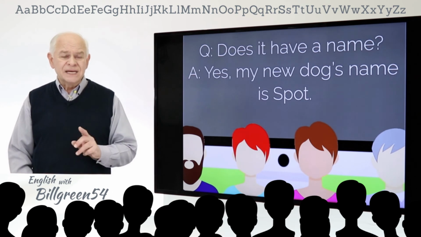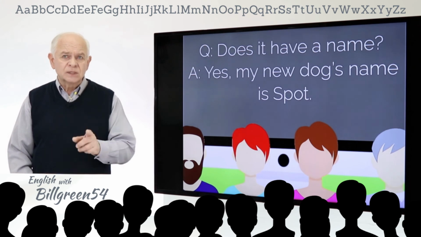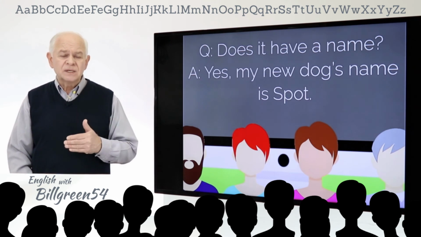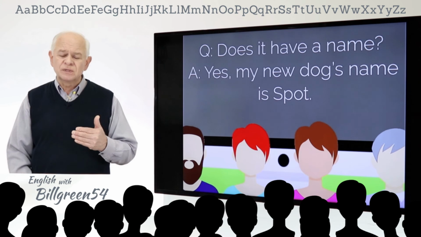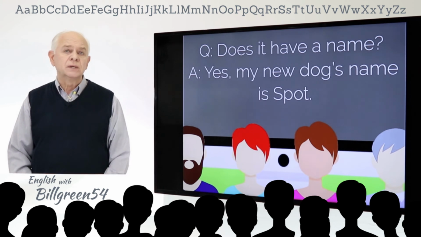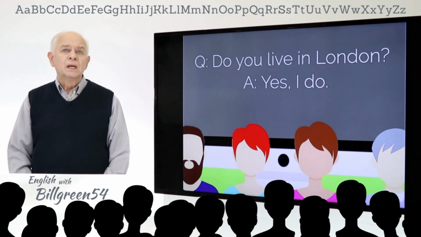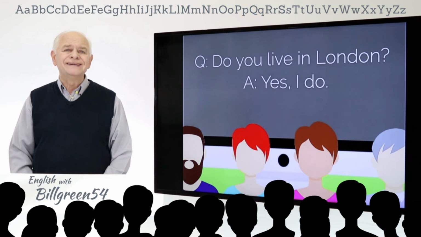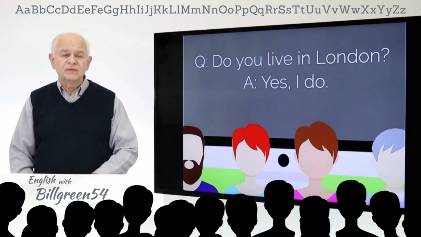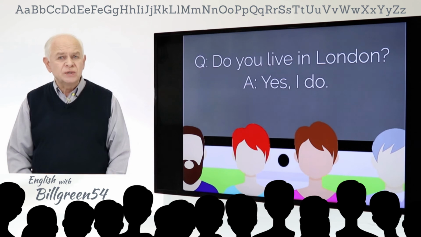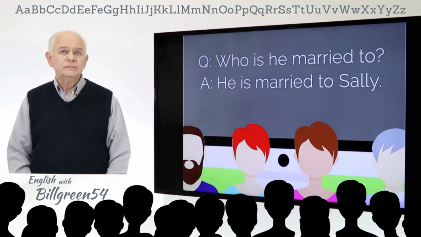So, is the verb to be, am is are, was were been, right? Is, am is are, the verb to be is a state verb. We use it many different ways in the English language. Do you live in London? Yes, I do. Live is a state verb and do is a state verb.